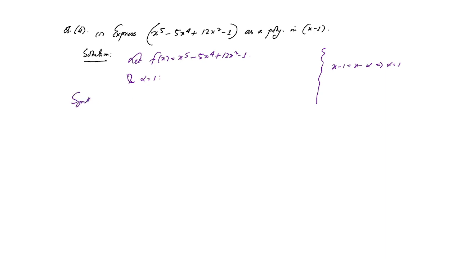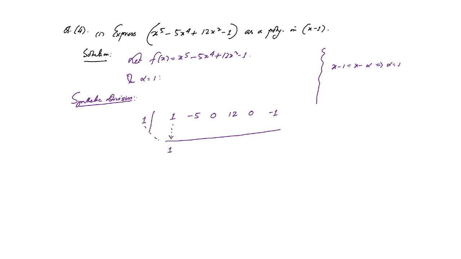Now we apply the synthetic division. First we write the coefficient of x to the power 5, which is 1, then the x to the power 4 coefficient, which is minus 5. x cube is not present, so the coefficient is 0. Then the x square coefficient is 12. x is not present here, so the coefficient is 0, and the constant term is minus 1. And here we will write alpha, that means 1. So now, what is the synthetic division?